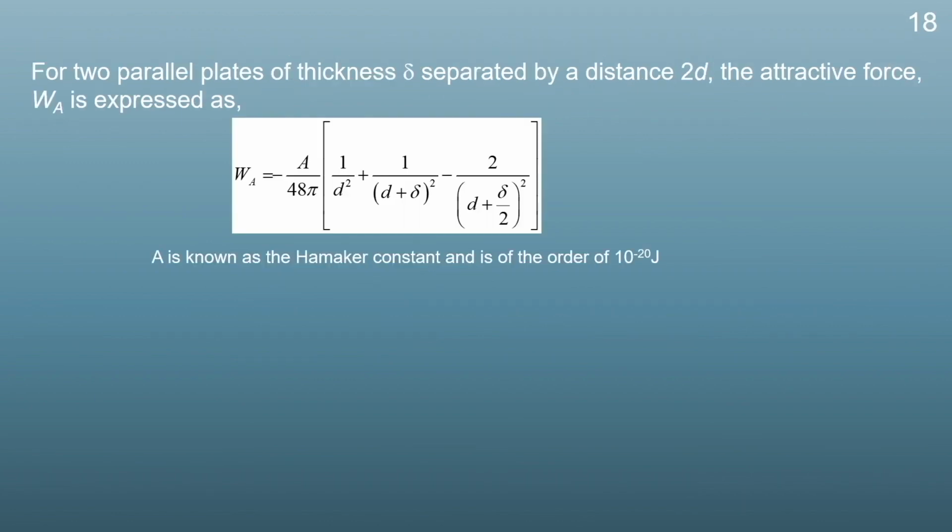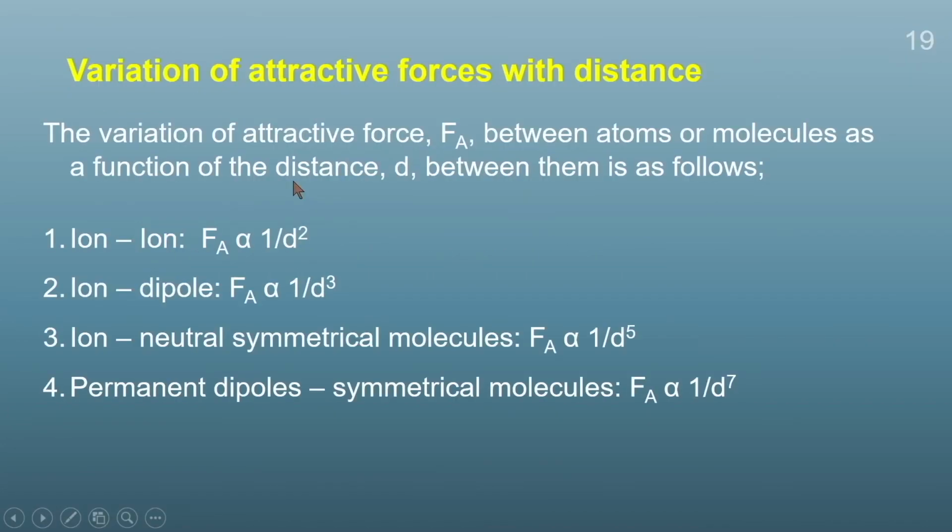So, if you take two parallel plates of thickness delta and separated by distance 2d, the attractive forces can be expressed by this equation, where the A value is known as the Hamaker constant and is in the order of 10 to the power minus 20 joule. Generally all these attractive forces depend on the distance.